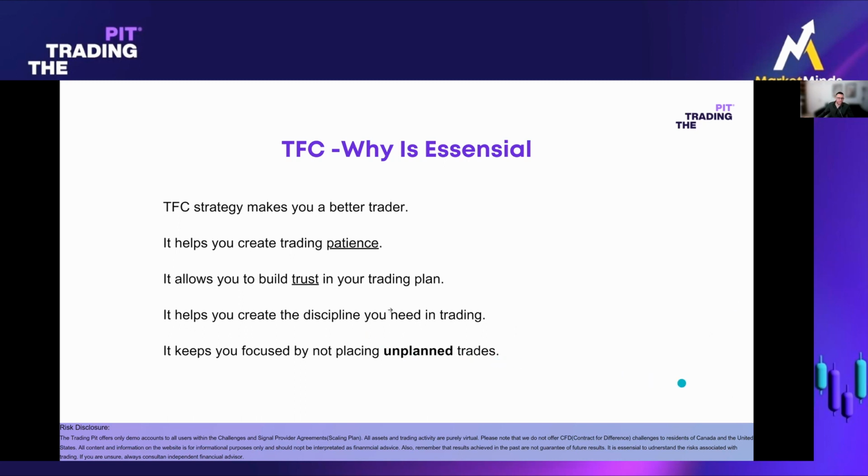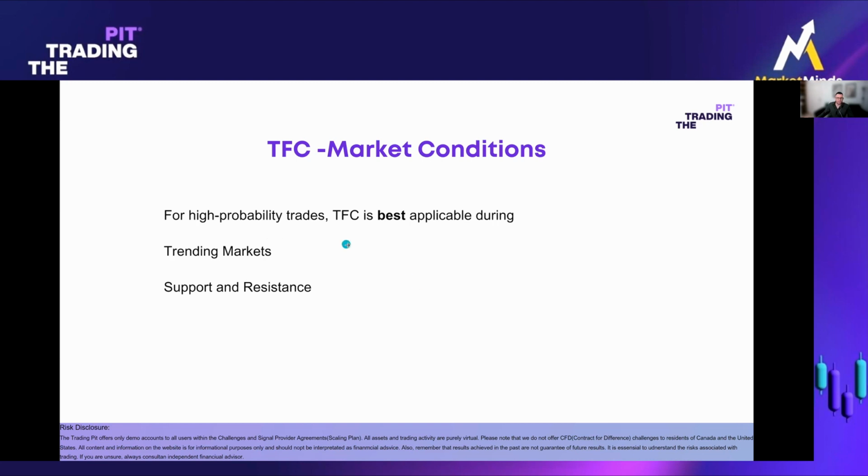Now, for high probability trades, guys, time frame correlation is best applicable during trending markets and when the price is at support or resistance. At support, we buy, at resistance, we sell. Okay. Now, at this point, to avoid any confusion, guys, I would like to make it clear. Often traders, when they see the price at support or at resistance, are convinced that the market will reverse and they place counter trend trades. Now, most of the time, yes, support and resistance, especially support and resistance that have been tested at least 2 times, and we are going on the 3rd and 4th time.